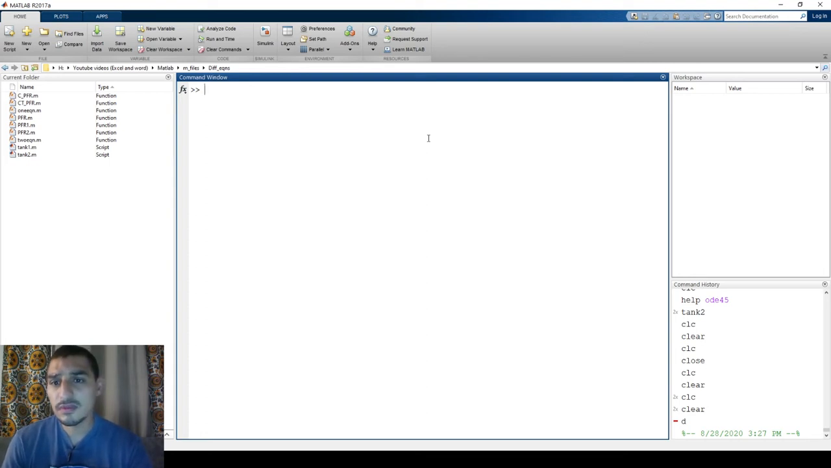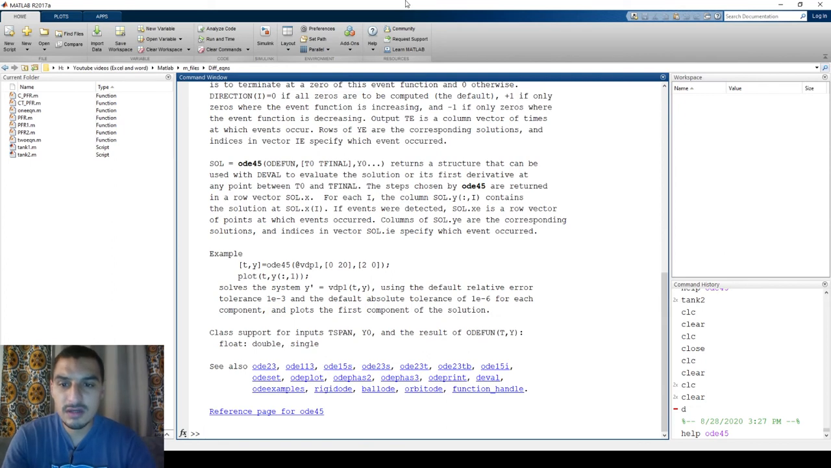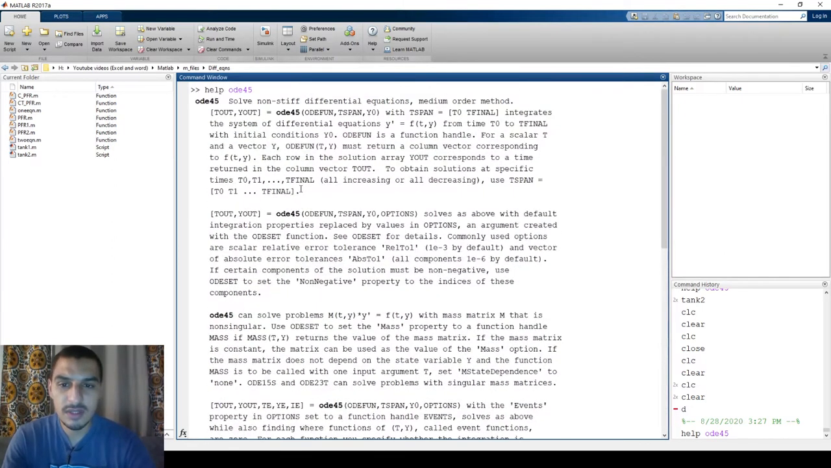However, the point that I want to make in this video is that you need to know that this is not the only function that is available in MATLAB for solving differential equations numerically. To understand the point more, I would go with the help of MATLAB to get some information about ODE45. From the help, you would see there is a lot of information about the syntax and many things, but the important thing that I want to highlight now is this.